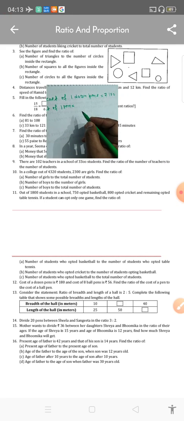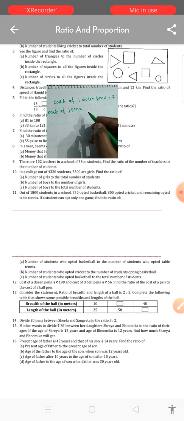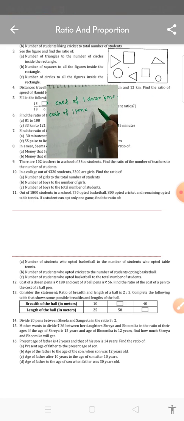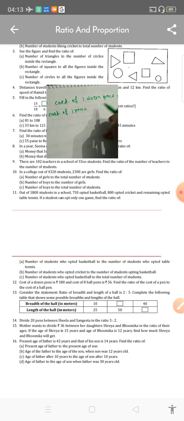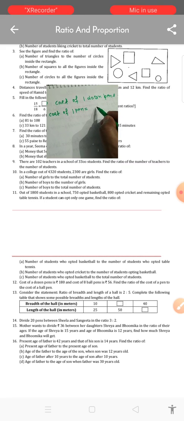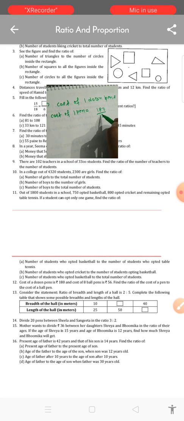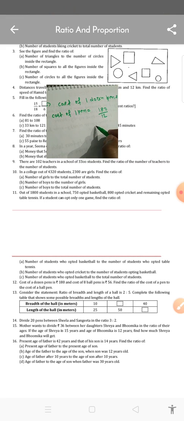Okay, so we find here the cost of 1 pen. So we know that 1 dozen pens is equal to 12 pens, so we divide 180 by 12, then we obtain the cost of 1 pen. Okay, so we obtain the cost of 1 pen is equal to 15 rupees. Clear?